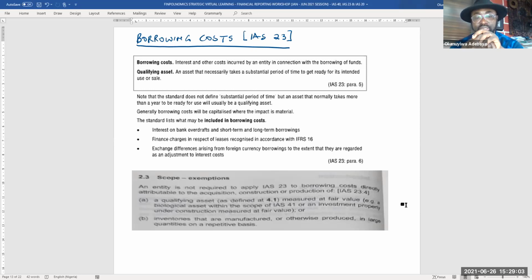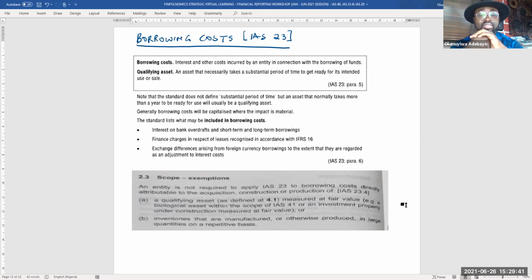Some of those exceptions is that an entity is not necessarily required to apply the requirement of IAS 23 to borrowing costs directly attributable to acquisition, construction, or production of a qualifying asset that is measured at fair value. Such are biological assets, which when we get to IAS 41 under agriculture, we'll have a better appreciation of it. And investment property, which we've discussed in one of our sessions, that will have been measured at fair value to profit or loss.